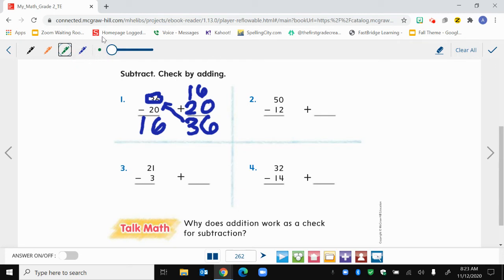I'm going to make my pen a little smaller. That's small. Let's see if that's good.